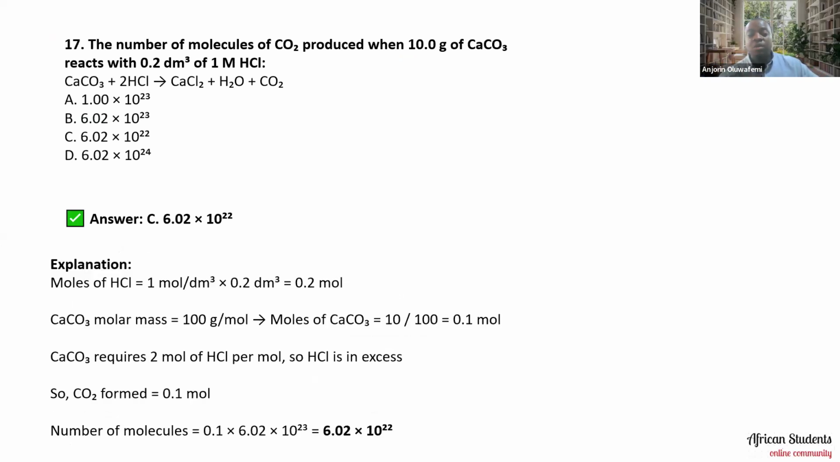The moles of HCl equals 1 mole per dm cube multiplied by 0.2 dm cube, which equals 0.2 moles. Calcium carbonate molar mass is 100 gram per mole. Moles of calcium carbonate will be 10 divided by 100, which is 0.1 mole. Equally, calcium carbonate requires 2 moles of HCl per mole. So HCl is in excess. The same thing, CO2 formed is equal to 0.1.